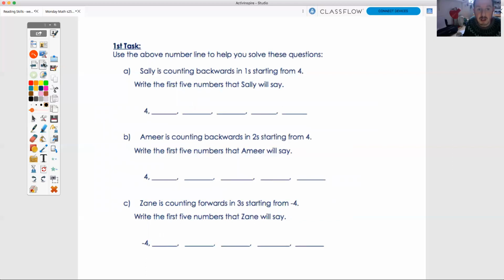Now, let's have a look together, if you've got the sheet in front of you, at this first task. And there's a number line there to help you. It says, use the number line to help you solve these questions. Let's read them through. Sometimes it's good to hear a question out loud to help you. Sally is counting backwards in ones, starting from the number 4. Can you write the first 5 numbers that Sally will say? So starting on 4, counting backwards in ones: 4, 3, 2, and so on.